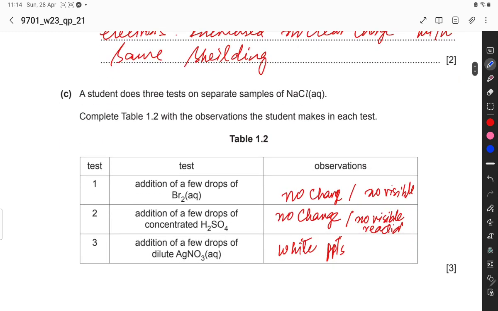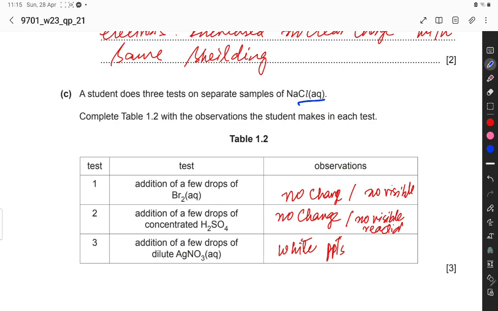A student does 3 tests on the separate sample of sodium chloride. Complete table 1.2 with observations the student makes in each test. Addition of a few drops of bromine: no change, as bromine is less reactive than chlorine, so it cannot displace the chloride ion from sodium chloride.